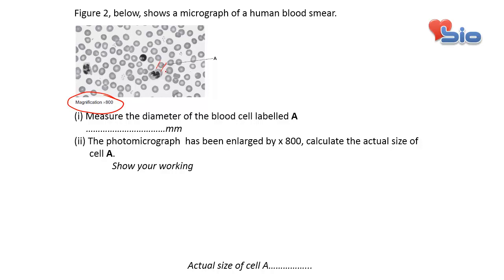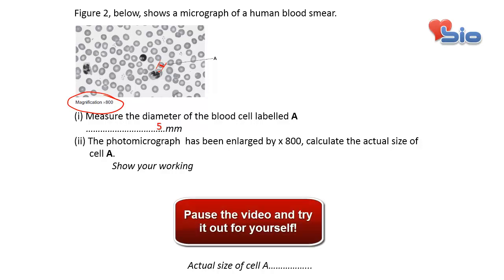Take this cell, mark a line to show where you're taking the measurement, calculate it and put it down. That's 5 mm. Please be careful. If you measure it in centimeters, convert it carefully. The photomicrograph has been enlarged 800 times. Okay, in case you did not notice that, they are being kind enough to tell you this. Calculate the actual size of cell A. Pause the video here, try it on your own, and then proceed to see if you got it right. Okay, you may pause it now.